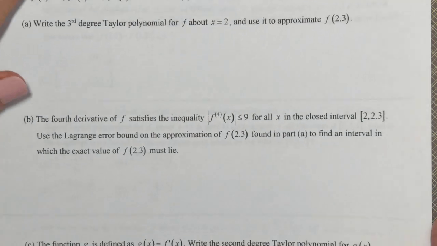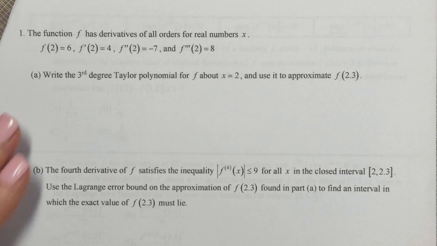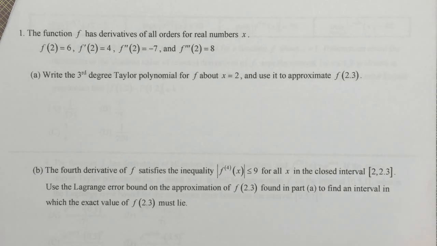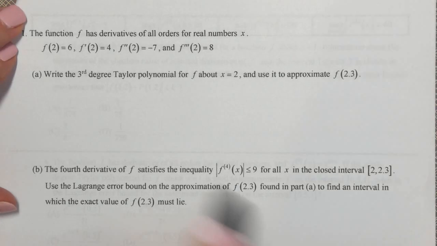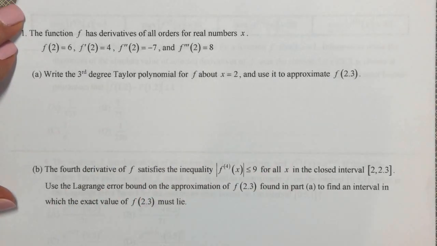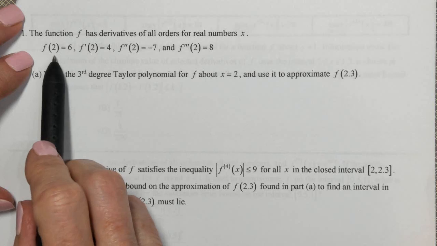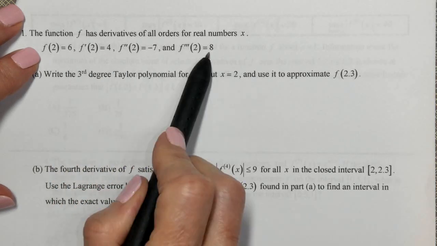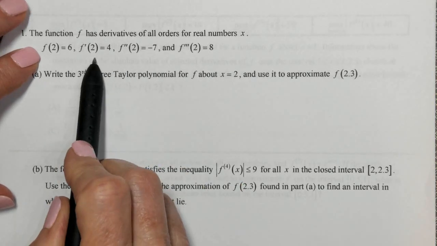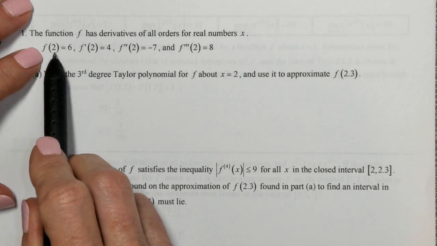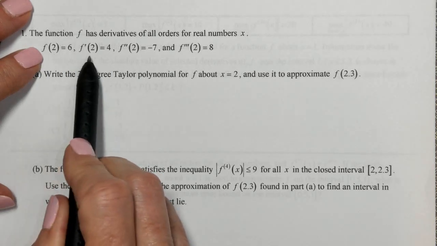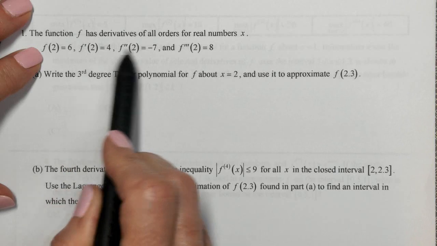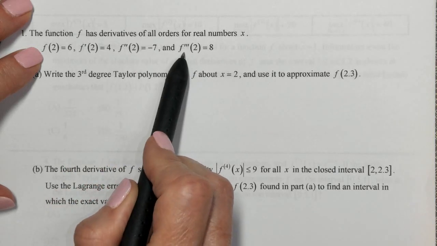Alrighty, let's look at some examples then. In this first example, I have a little FRQ example. They give us that f has derivatives of all orders for all real numbers x, and then they give us some values. And we've seen this before in problems up until now. They give us the function value at 2, the first derivative at 2, the second derivative at 2, and the third derivative at 2.